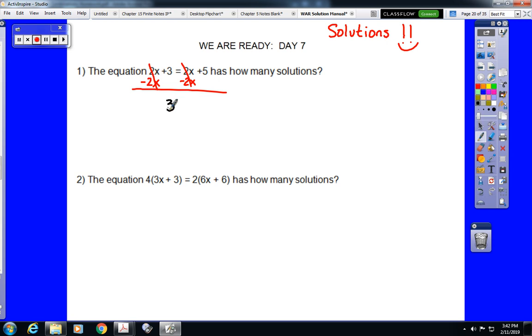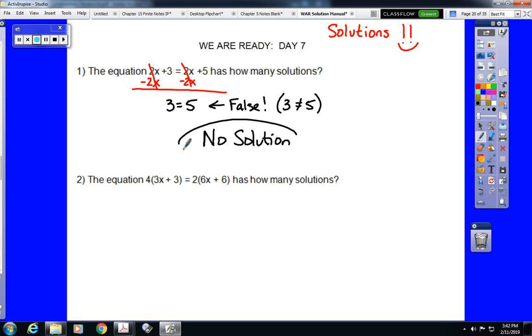When the variable drops out of a linear equation, one of two things has happened. You either have infinite solutions or no solutions. And it all depends on whether the remaining statement is true or false. So you would look at this statement and you would go, that is not a true statement. That's false. 3 is not equal to 5. Well, if the variable drops out and what's left is a false statement, then you would state that there is no solution to that equation.